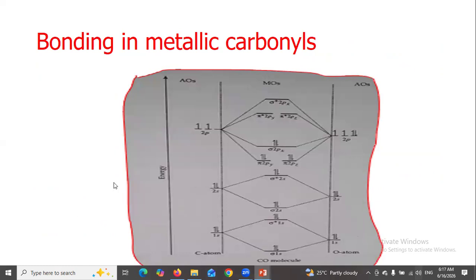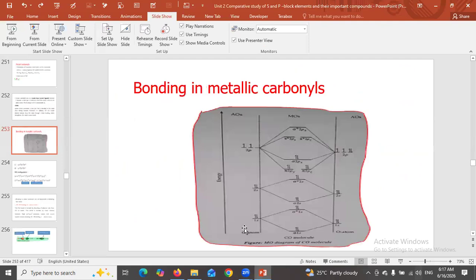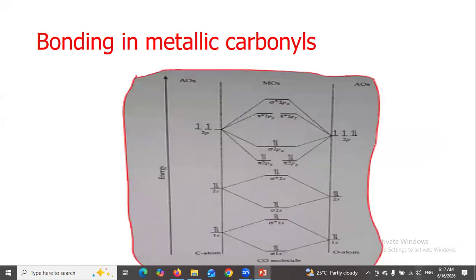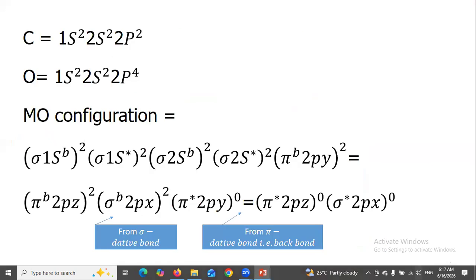Bonding in metal carbonyls. Oxygen, this is the carbon. This is the metal carbonyl molecular orbital structure. Carbon: 1s2 2s2 2p2. Oxygen: 1s2 2s2 2p4.